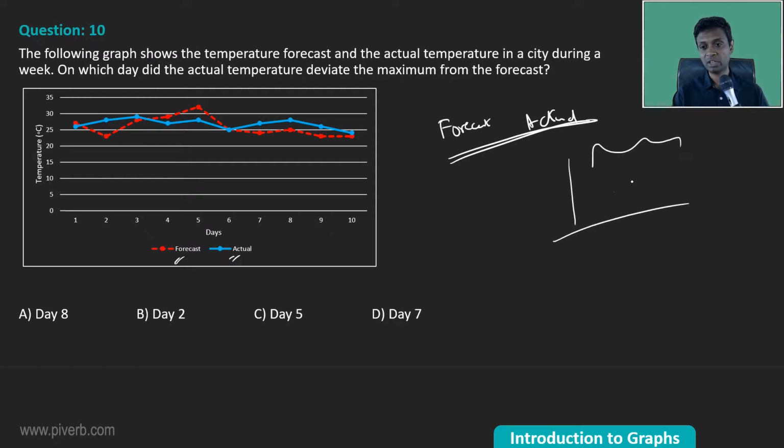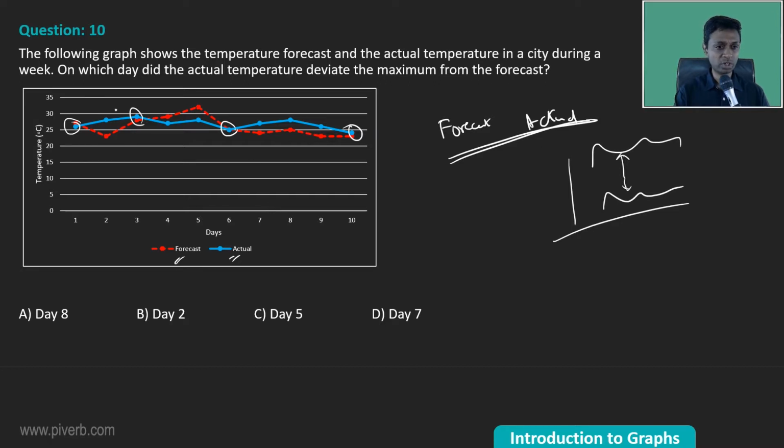But if one were here and the other were here, miles apart, then I will say, okay, they're not doing a good job forecasting it. Right. So now let's look at the question. On which day did the actual temperature deviate the maximum from the forecast? And so here they are very close. Right. Here they are close. Here they are close. Here they are close. These four are not the answer.